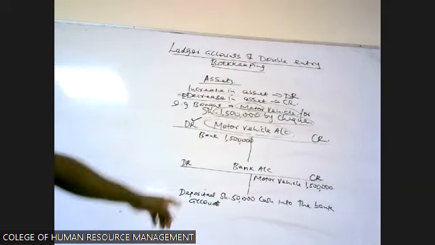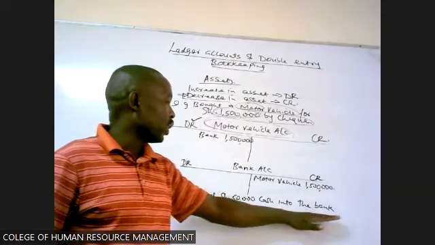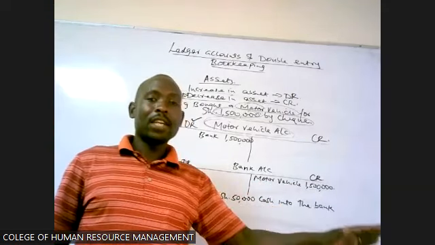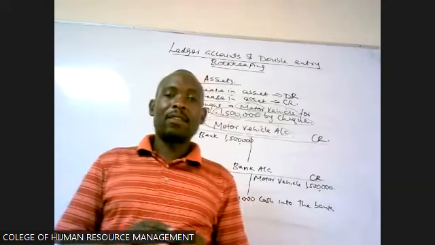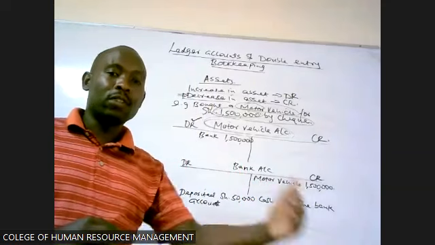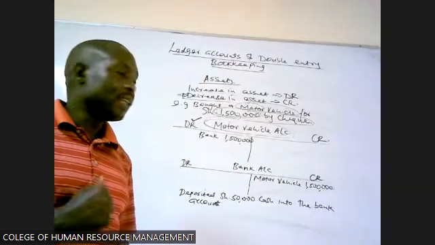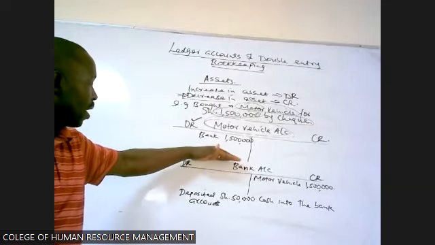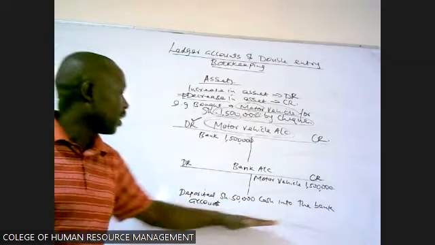Okay. This is another example, talking about deposited 50,000 cash into the bank. Cash and bank are both assets. But if you look at that statement clearly, one of the assets is giving out, whereas the other asset is receiving. And in that case, the bank is the one that is receiving because this money was in cash, but now it is being deposited into the bank.